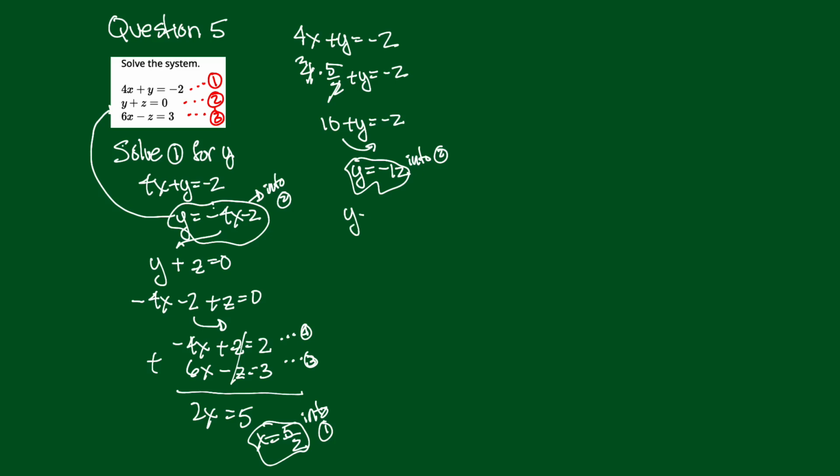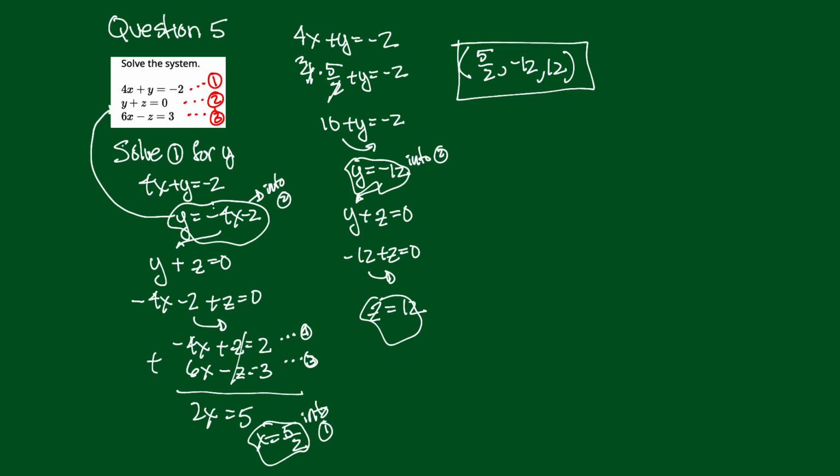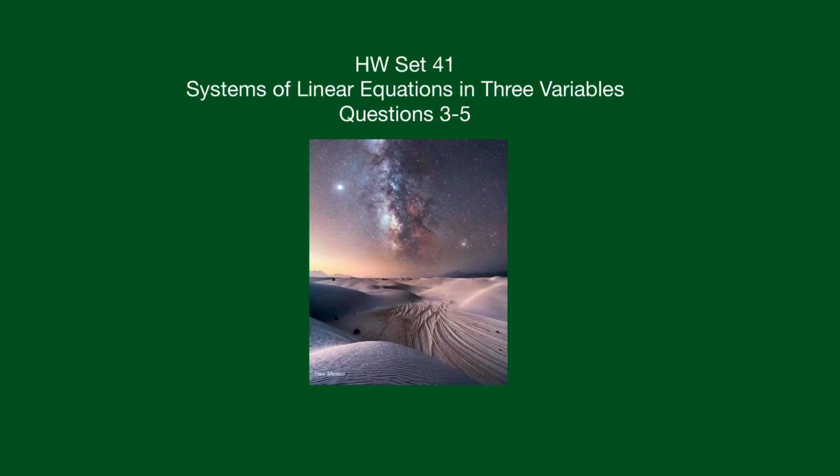So it's a matter of just a lot of substitution. Here's equation 2. y plus z is equal to 0. But y, we know, is negative 12, plus z is 0. So we'll add. So we'll get z is equal to 12. All right, so here's our solution. x is 5/2. y is, where'd y go? Negative 12. And z is positive 12. And that is the end of homework set 41.